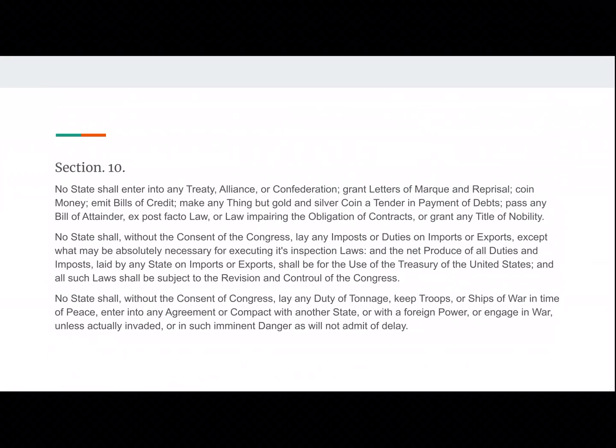Congress sets war. States don't get to set war. And that's what this section says. Congress sets money. States don't get to set money. All right? So there you have it.